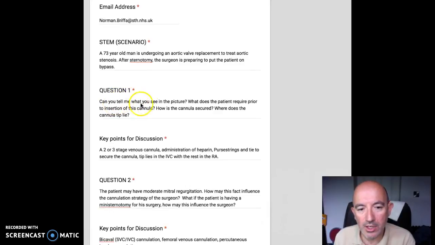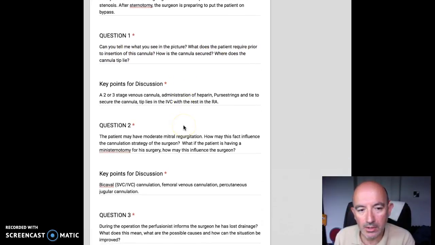And the first question is, can you tell me what you see in the picture? What does the patient require prior to insertion of a cannula? How is the cannula secured? Where does the cannula tip lie? So key points for discussion: it's a 2- or 3-stage venous cannula. Administration of heparin. Purse strings under tie to secure the cannula. Tip lies in the IVC with rest in the RA.